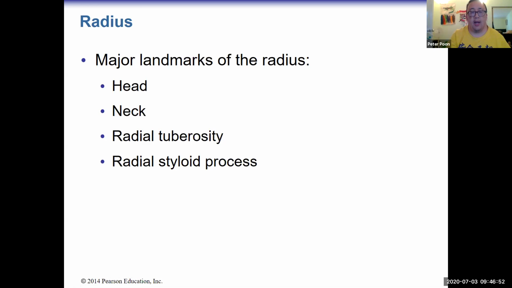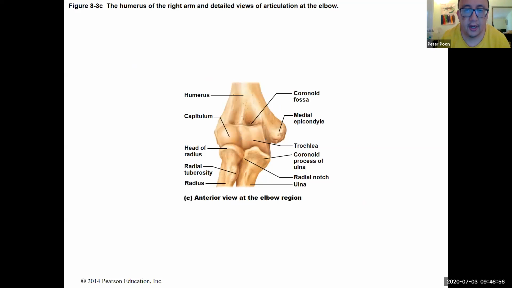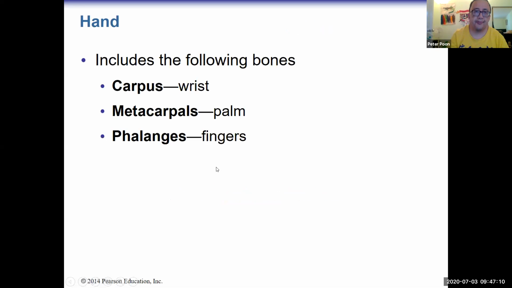So head, neck, radial tuberosity, radial styloid process. Head, right? So head of the radius. Underneath the head is always the neck. So this narrow region is the neck. And then this bump right here is the radial tuberosity.